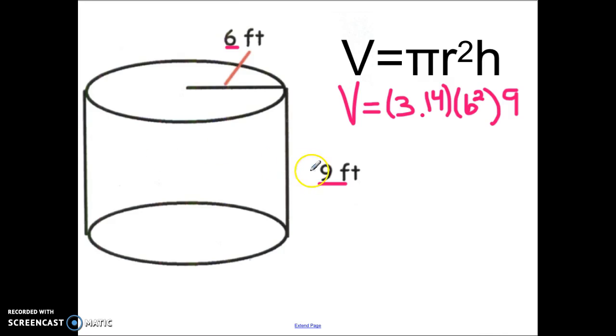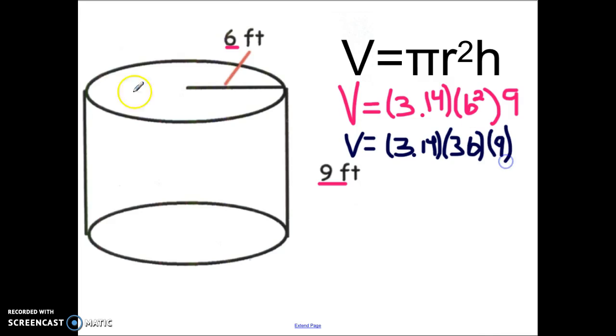Now all we have to do is calculate the answer. 6 squared is not 6 times 2, remember. 6 squared means 6 times itself twice. So that's going to be 3.14 times 6 squared. 6 times 6 is 36. And then times our height, which is 9.